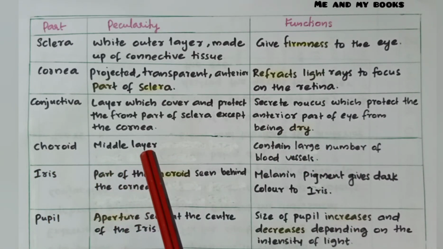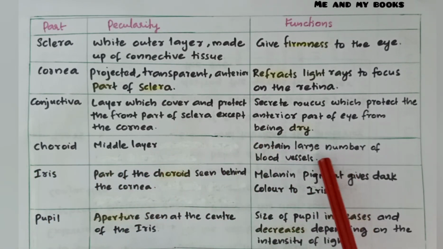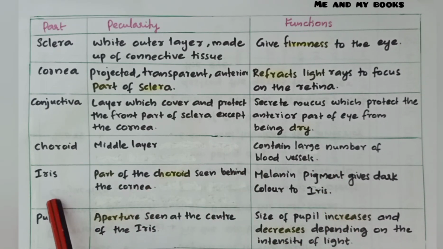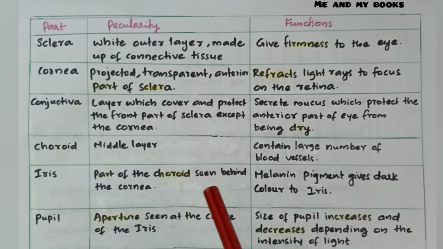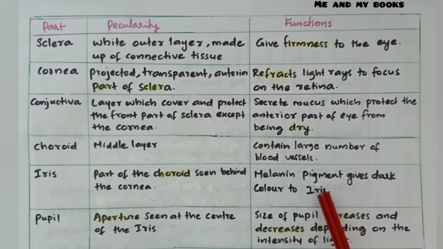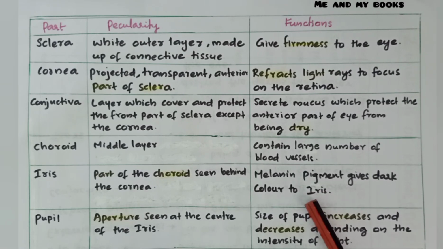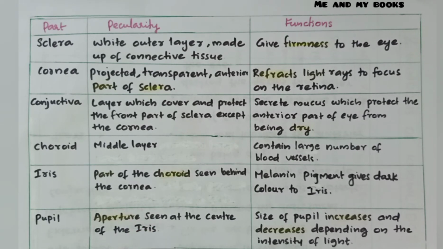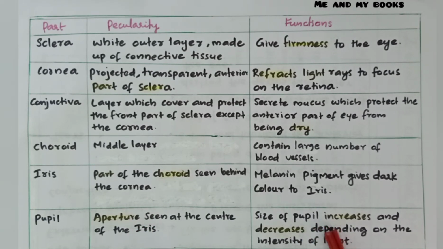Second layer, choroid, middle layer. It contains large number of blood vessels, so it helps in nutrition. Okay. Iris, part of choroid seen behind the cornea, and it contains melanin pigment which give dark color to the iris. And next one, pupil, aperture seen at the center of the iris. Size of pupil increases and decreases depending on the intensity of light.